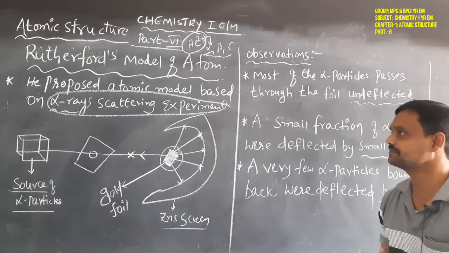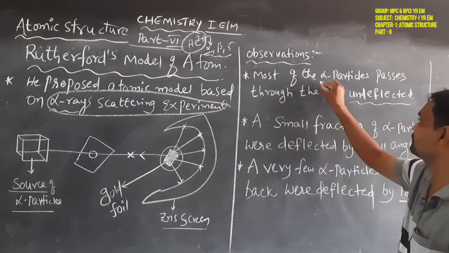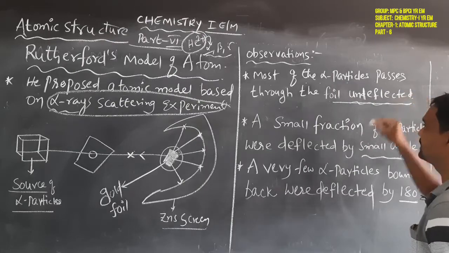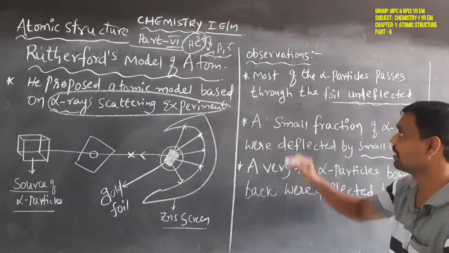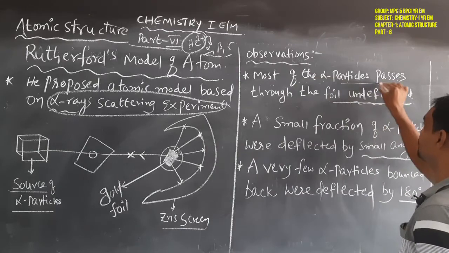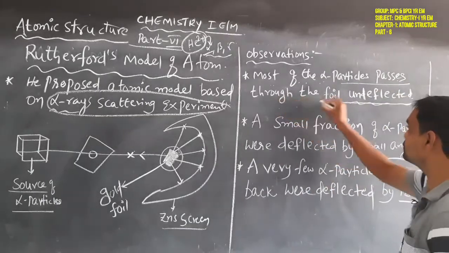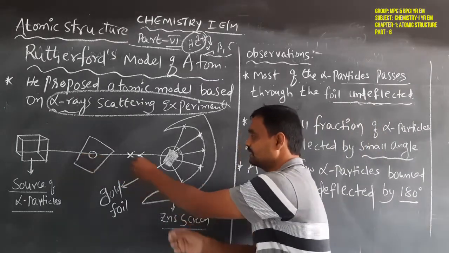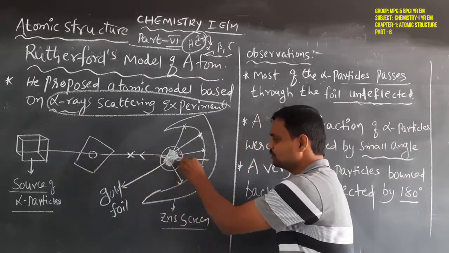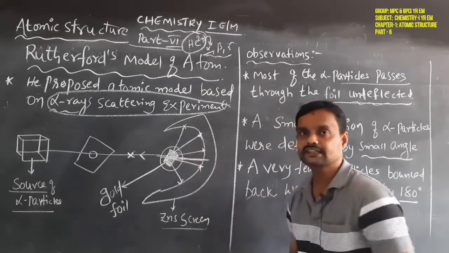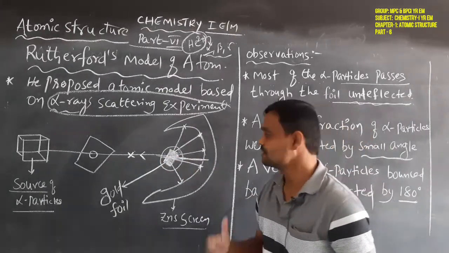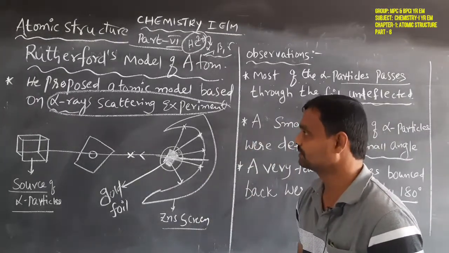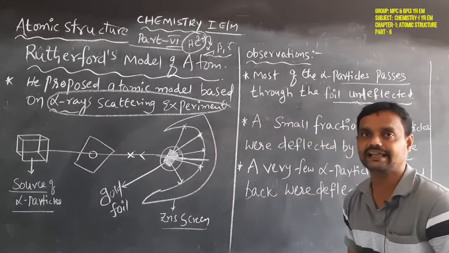What are those observations? Simple. Most of the alpha particles pass through the foil undeflected. That is the first observation: most of the alpha particles pass through the foil without any deflection. This was the first observation made by Rutherford using the alpha ray scattering experiment.